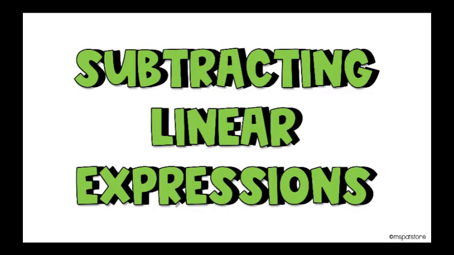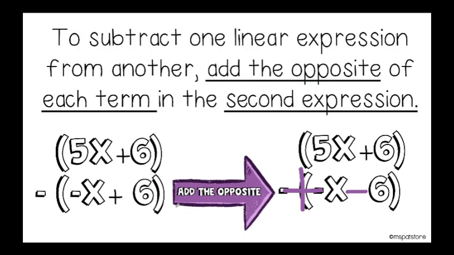All right, guys, in this video, you're going to be learning how to subtract linear expressions. To subtract one linear expression from another, you need to add the opposite of each term in the second expression. Negative x, positive 6. You need to add the opposite of each one of the terms in the second expression.